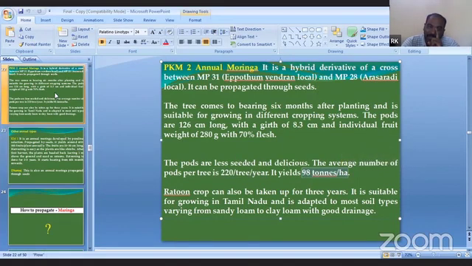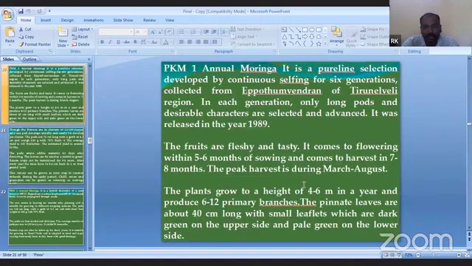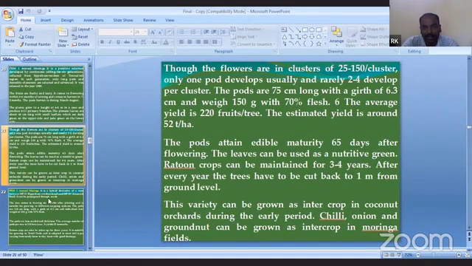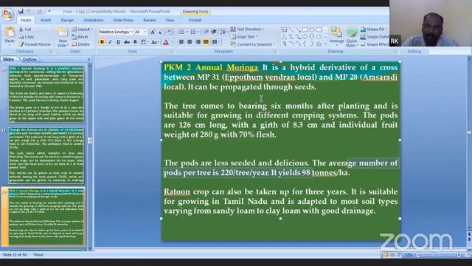But comparing to PKM1, how much is the yield per hectare for PKM1? Here it is 52 tons per hectare. Here the yield is more, 98 tons per hectare. So PKM2 compared to PKM1 is best. Okay.